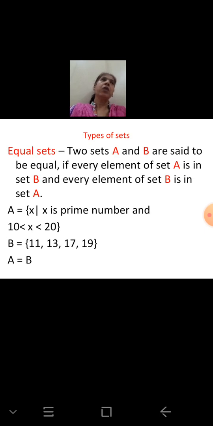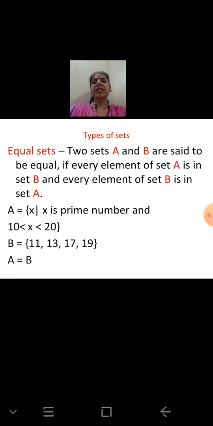Next one is equal sets. As the word indicates, equal means both things are the same. So two sets A and B are said to be equal if every element of set A is in set B and every element of set B is in set A. Here's an example. Set A is the set of all x such that x is a prime number and x is greater than 10 and less than 20.